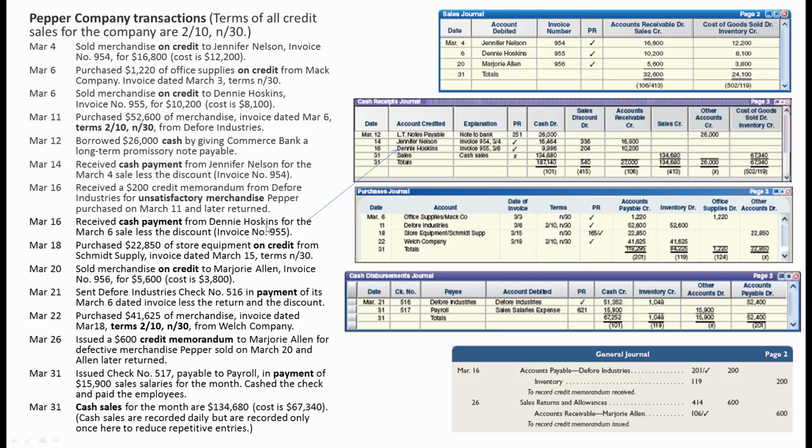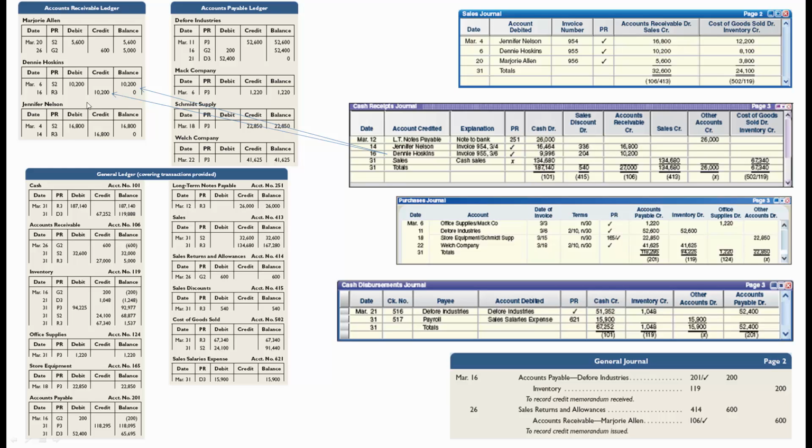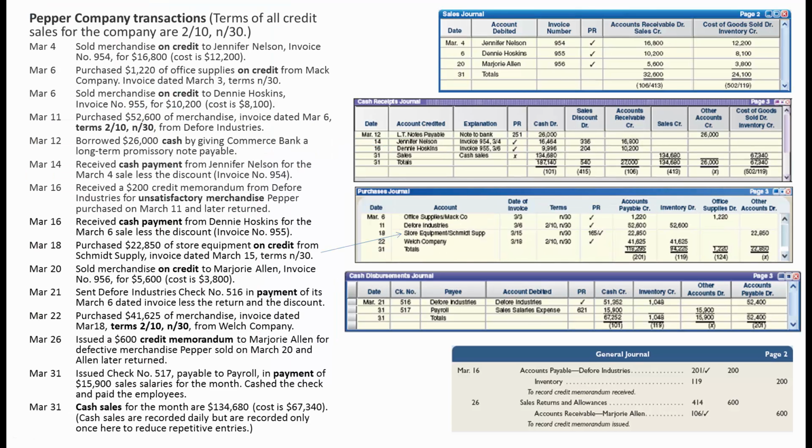Next, we're going to get a cash payment from Hoskins less the discount. So we want to update the subsidiary ledger card for Hoskins. We see what he owed, we calculate the 2%, and then we record the fact that the amount that they owed us has been paid.